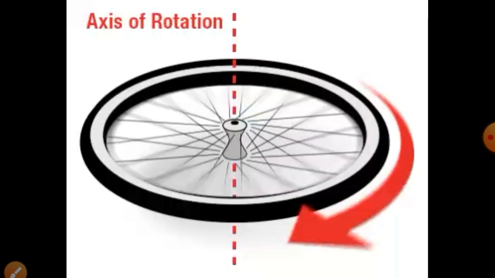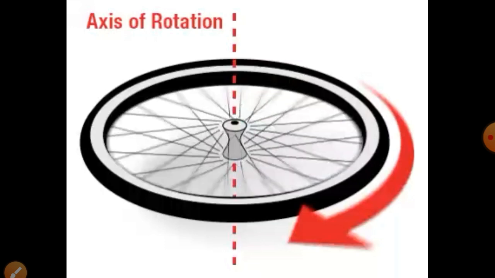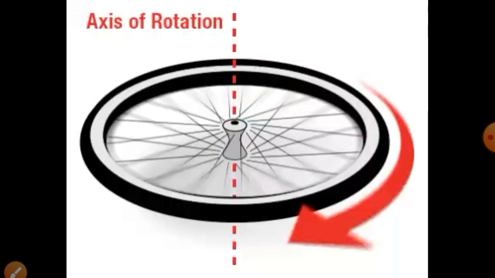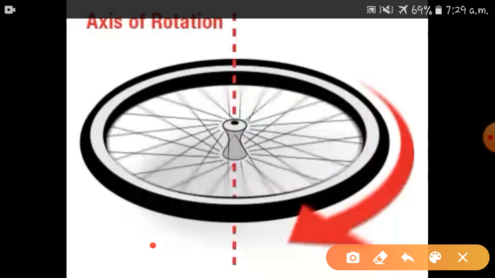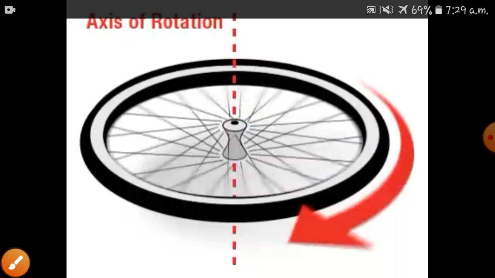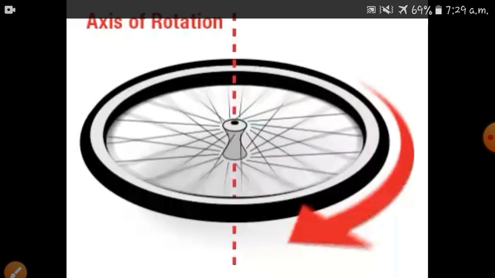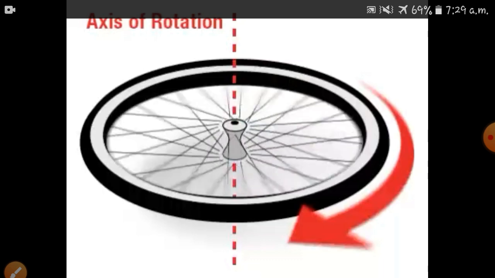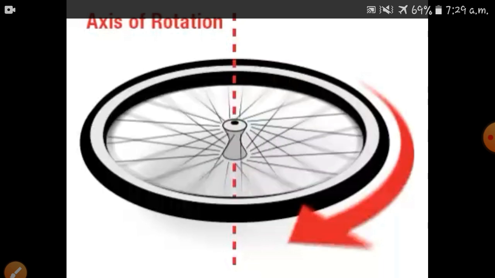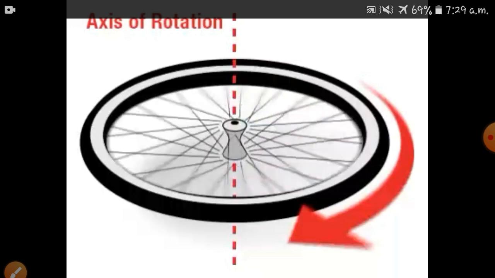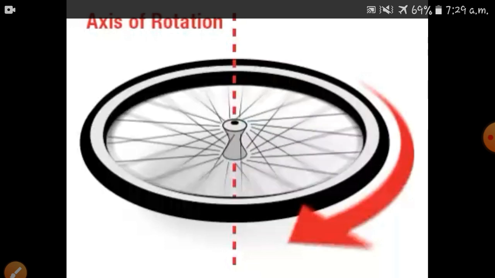So in the picture that is shown, we can see there is a line drawn with a dotted line. This dotted line is the axis of rotation. There is no such line there, but we feel as if the wheel is moving around this line. So this is our axis of rotation, and the movement of rotating around itself is called rotation.